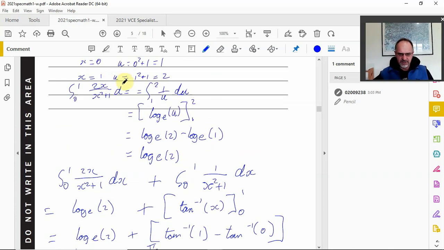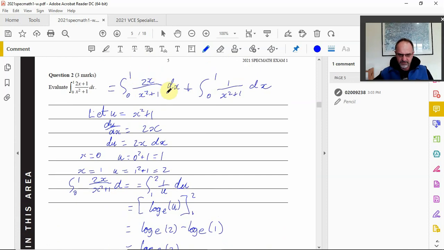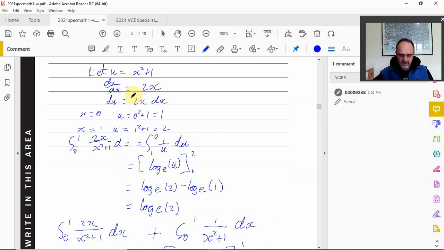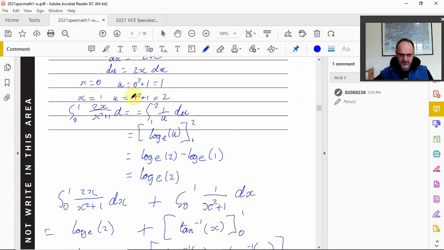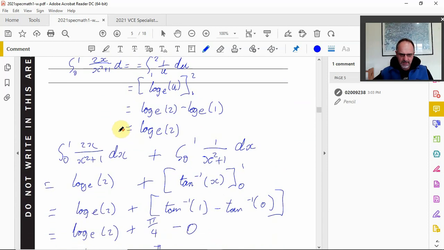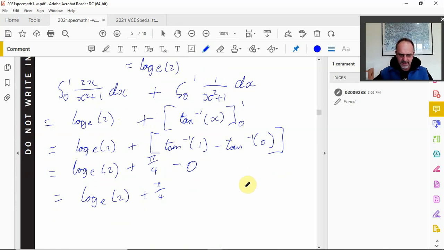So I've used this substitution, I've substituted here to do this first one. You can shortcut that, but I've chosen not to. And so, yep, that's about it.